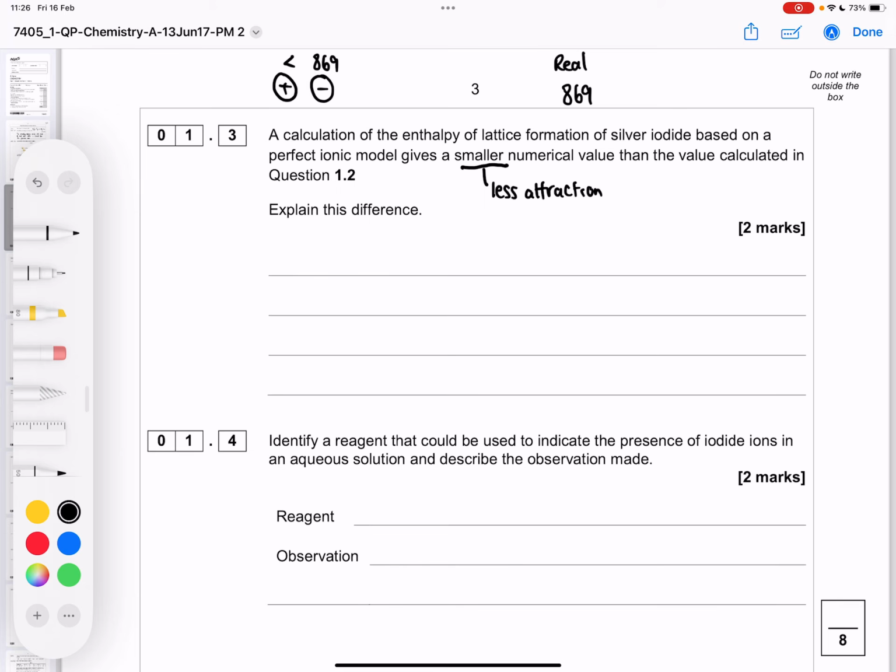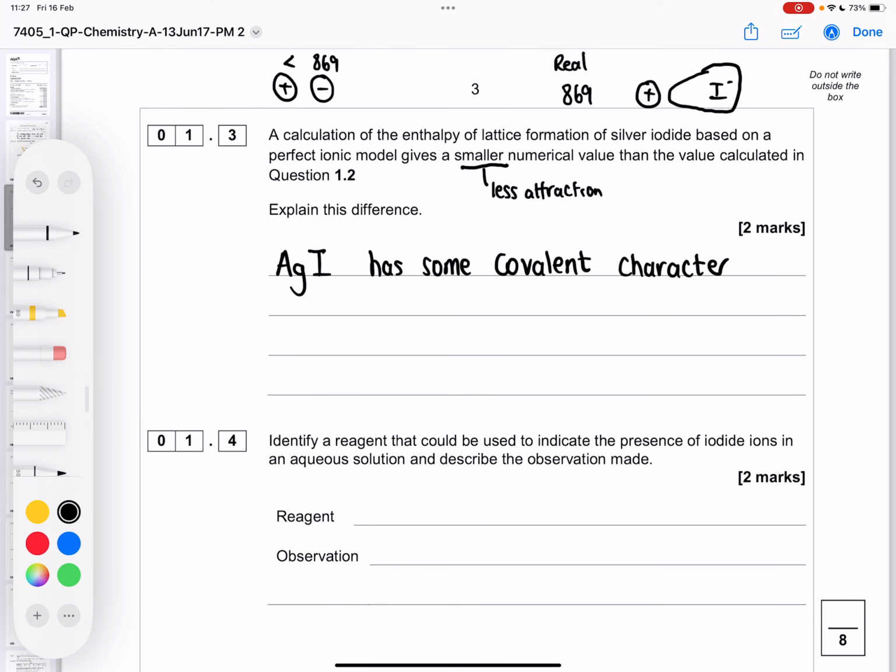But this is telling us that our value is bigger, so there must be some more attractions in the lattice, or stronger attractions. What is causing that is that it's not truly spherical, so that small silver ion is distorting that large iodide ion, and it's giving us some covalent character. So the fact that our value is bigger, bigger in magnitude, says that AgI has some covalent character. We're not going to worry about the sign. The sign means energy released.